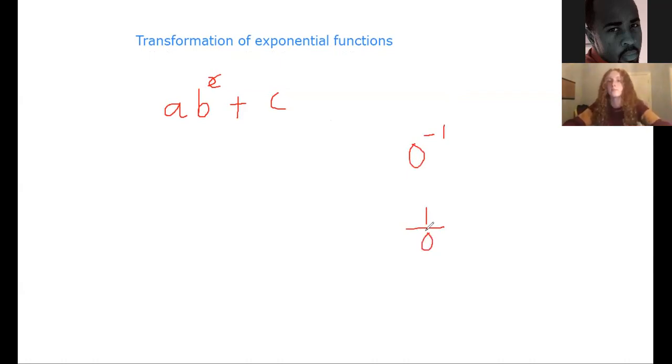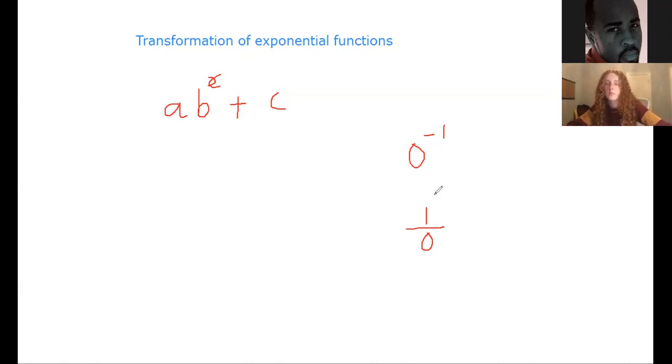How many zeros are in 1? None. Like the infinite. Exactly, it's undefined. You can't tell. How many zeros are in 1? We don't know. We just don't know. That's why the base can't be 0, because if the exponent is a negative, then it will become undefined.